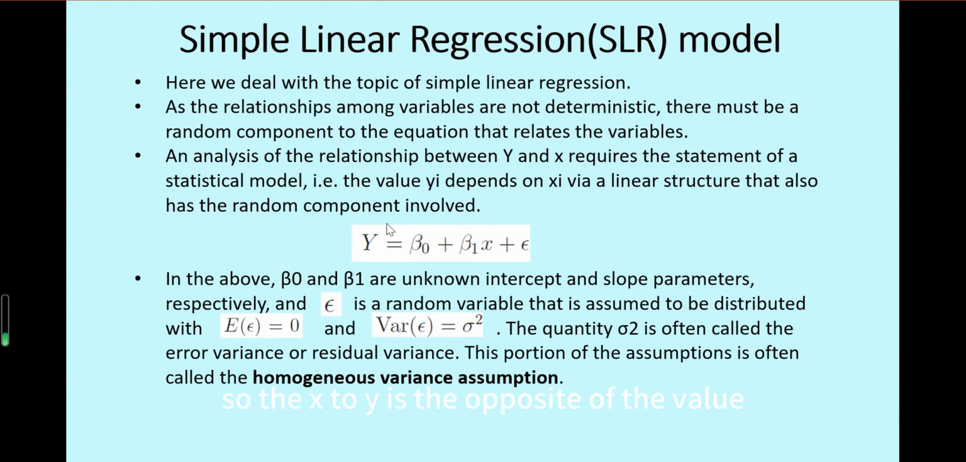So the actual y equals beta 0 plus beta 1 times x, plus a random term. Here, this random term epsilon is a random variable that is assumed to be distributed with mean 0 and variance sigma square. And the variance sigma square is the same for all values of x. So this is very important. We will show it later in the figure. This is called the homogeneous variance assumption for the linear regression model, here the simple linear regression, SLR, model.